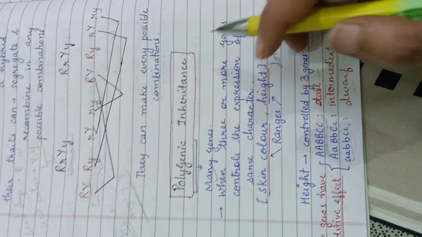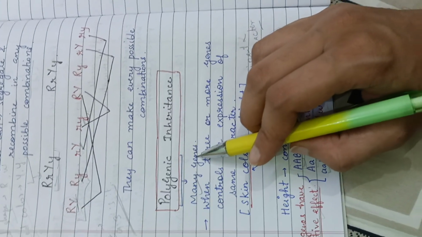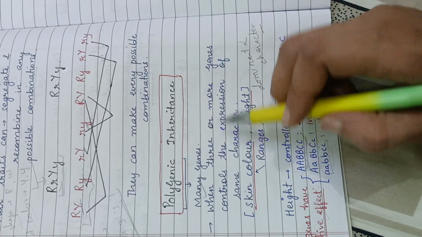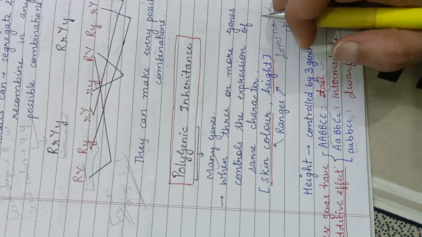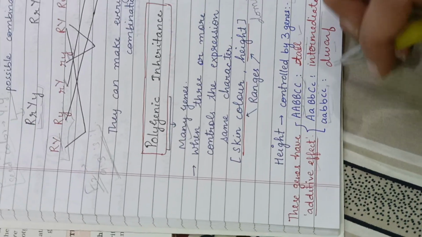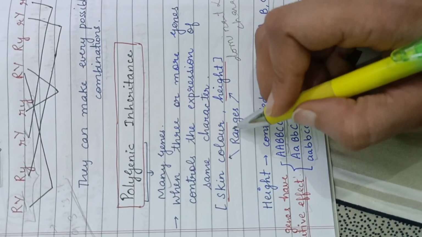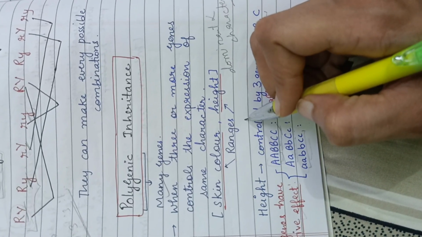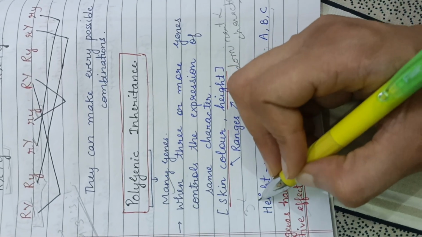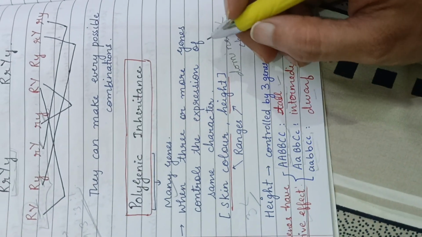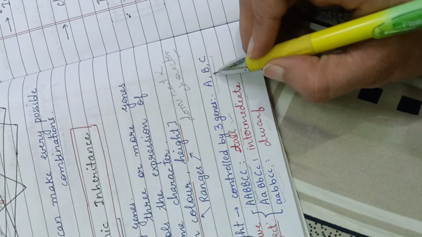Now we are reading about polygenic inheritance. Poly means many, genic means genes. So when three or more genes control the expression of the same character, what does it mean? It means that one character, like we are taking an example of skin color or height, is controlled by three or more genes. For example, we can take height that is controlled by genes A, B, and C.